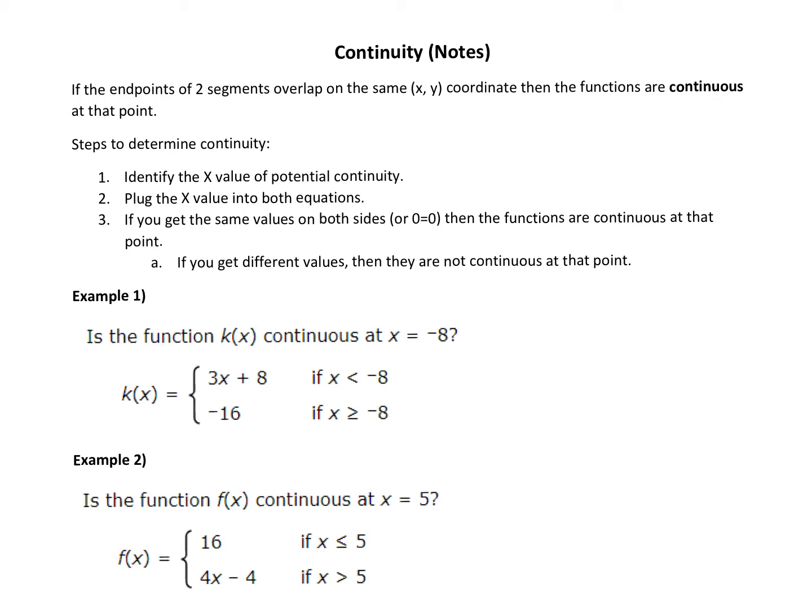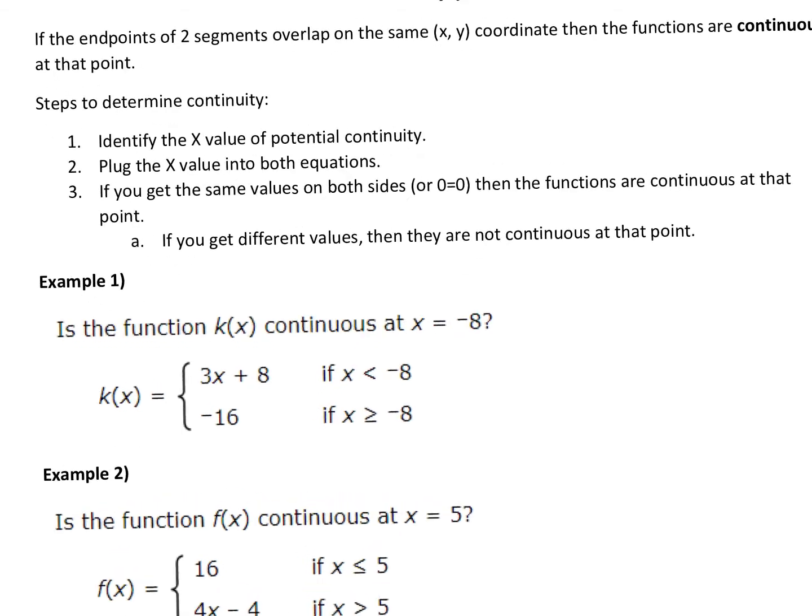Now in these sorts of problems though, you're not going to have the graph to work with, because from the graph you should be able to see fairly quickly, is it or is it not continuous? Rather, we'll be looking at the individual piecewise functions. And the steps for this is first we're going to identify the x value of the potential continuity. We'll then plug in the x value into both equations, and then if they're continuous, we should get the same values on both sides, or a case of 0 equals 0. If we get different values, they are not continuous at that point. Now, what do I mean by that? Let's take a look at example 1.